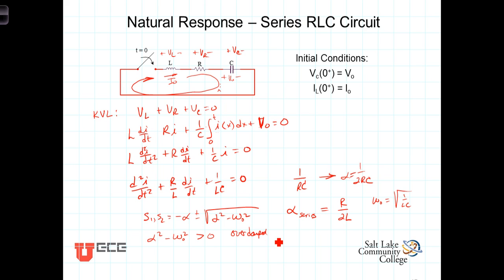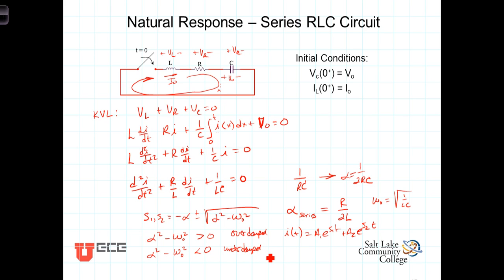The form of the solution for I as a function of t is going to be a1 e to the s1t plus a2 e to the s2t. Again, just as it was in the parallel case, the s1 and s2 values are dependent upon alpha and omega naught, and we determine the coefficients a1 and a2 from the initial conditions. Then we have the case where alpha squared minus omega naught squared is less than 0. That will be the underdamped case.